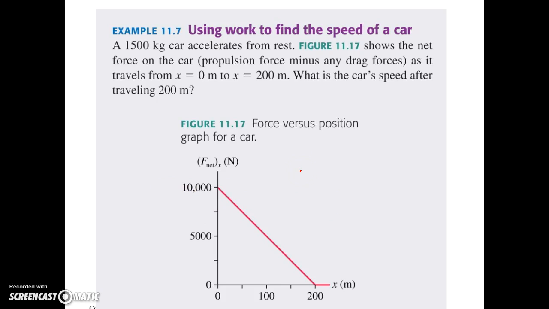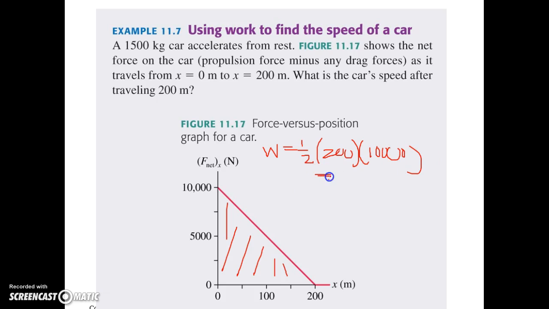And then the last slide that we have here has to do with, we've got a car. What's the car's speed after traveling 200 meters? So again, we can find the work done by finding this area. So 1/2, the base is 200, the height is 10,000, and we get 1 million.